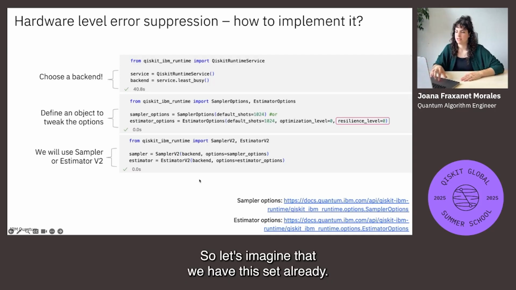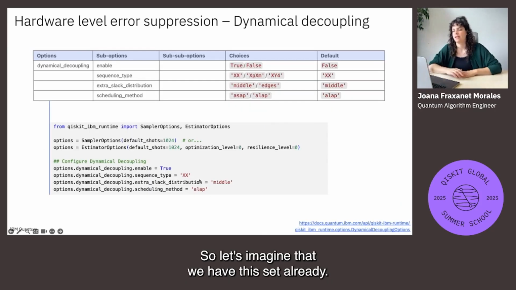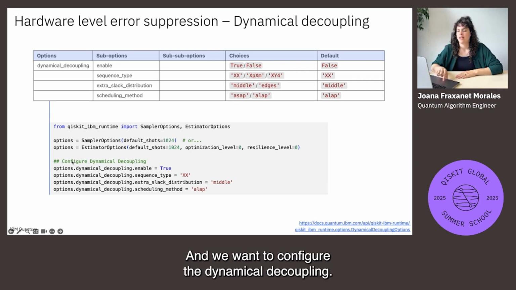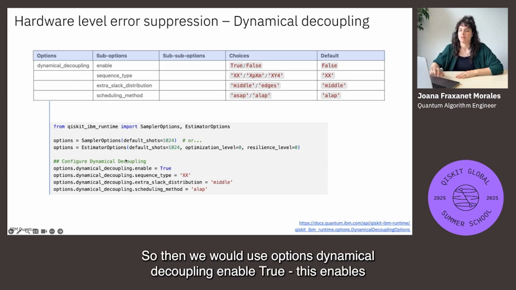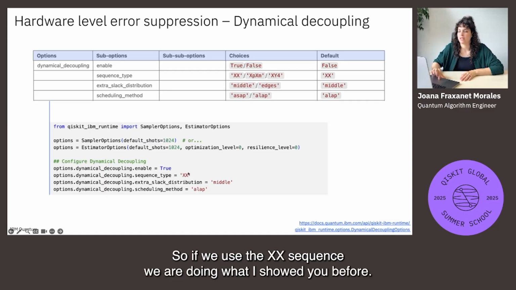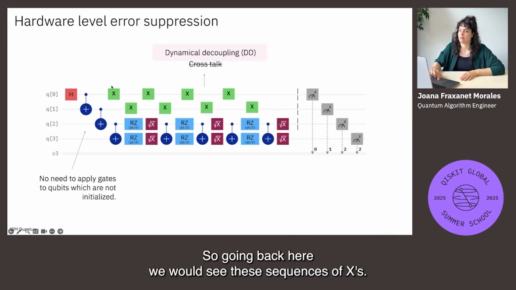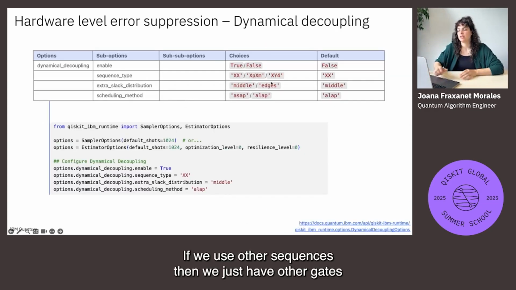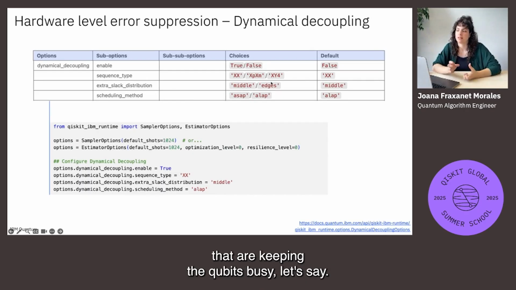So let's imagine that we have this set already. And here I define the options, whatever I want to use. And we want to configure dynamical decoupling. So then we would use options.dynamical_decoupling.enable = True. This enables it. Then we define which sequence type we want to use. If we use the XX sequence, we're doing what I showed you before. So going back here, we would see the sequences of X's. If we use other sequences, then we just have other gates that are keeping the qubits busy, let's say.